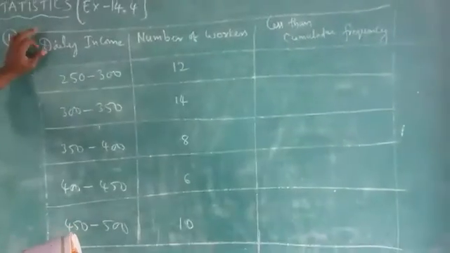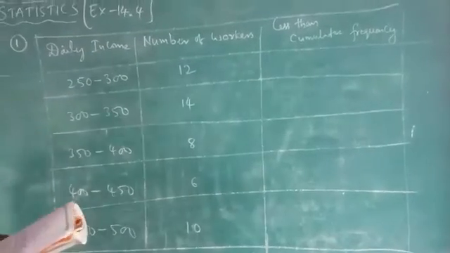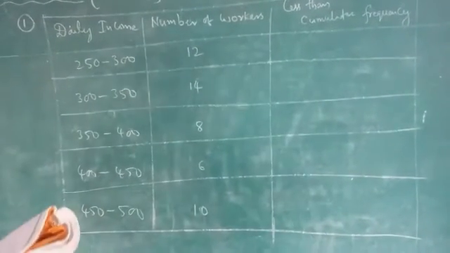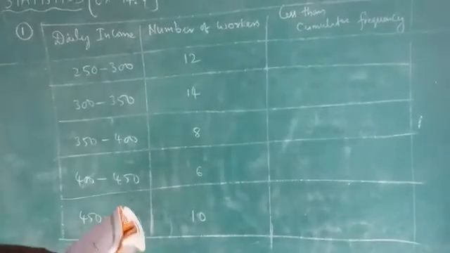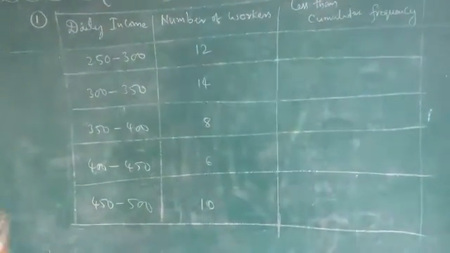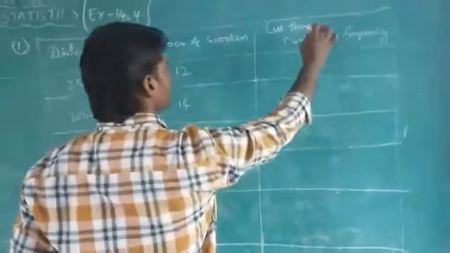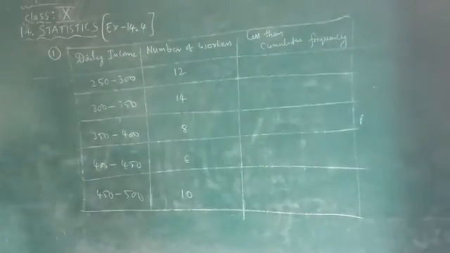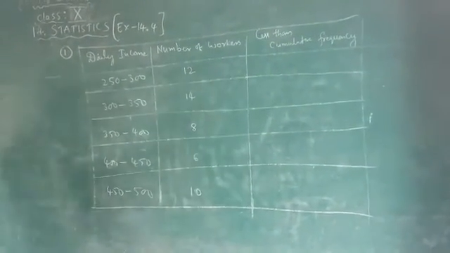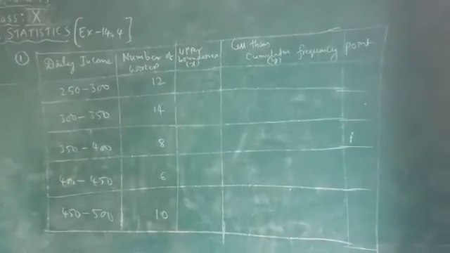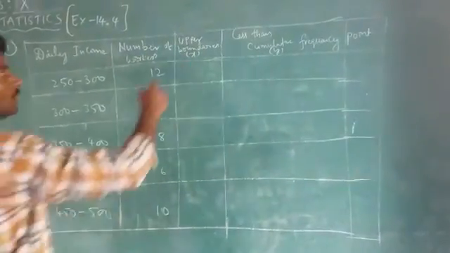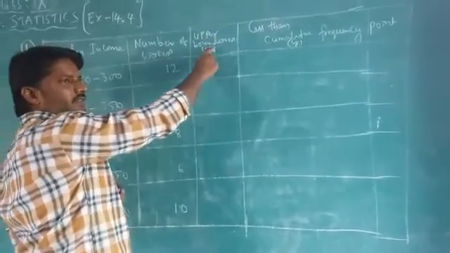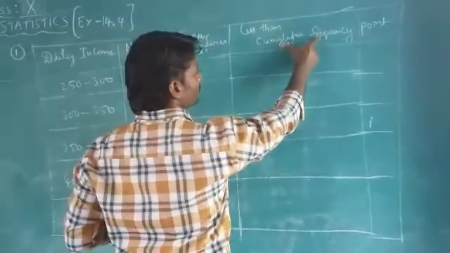Okay children, in question 14.4, the first problem, we are drawing the graph of the less than ogive. In order to draw it, you have to first find the less than cumulative frequencies. Mid values are not required here. We have the upper boundaries. As I said in the notes, upper boundaries go on the x-axis and cumulative frequencies on the y-axis.